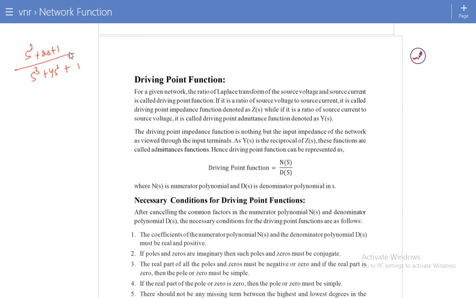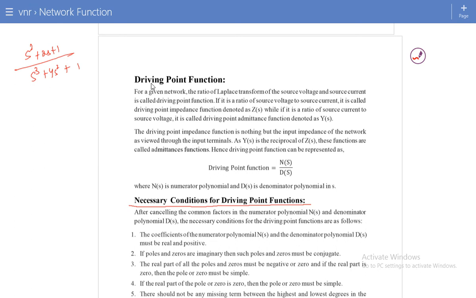If I ask you whether the system is a driving function or not, then by considering some conditions which have to be satisfied by a driving point function, if these conditions are satisfied by this function, then it is a driving function; if not, it is not a driving function. So in this lecture we are going to see what conditions a function should satisfy to say whether it is a driving function or not, whether it is a transfer function or not.